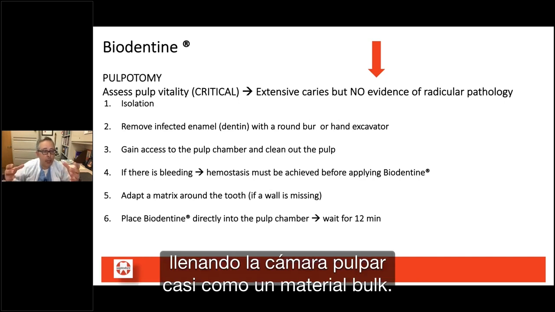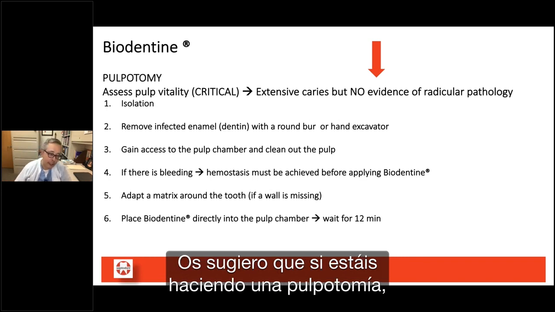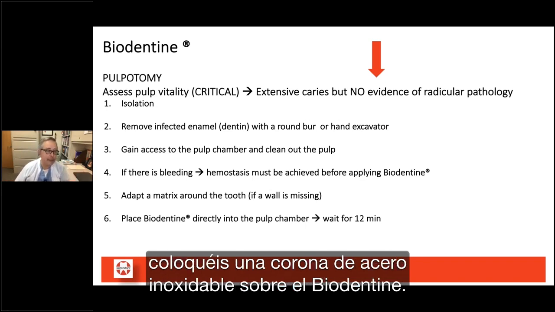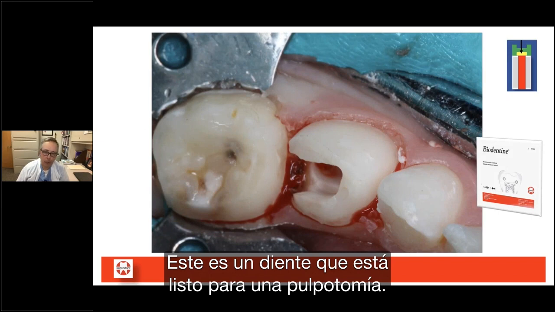filling up the pulp chamber almost like a bulk material. And then we wait for 12 minutes and then we place over. I highly suggest that if you are doing a pulpotomy, you place a stainless steel crown over the Biodentine. That would be the example. So this is a tooth that is ready for a pulpotomy.